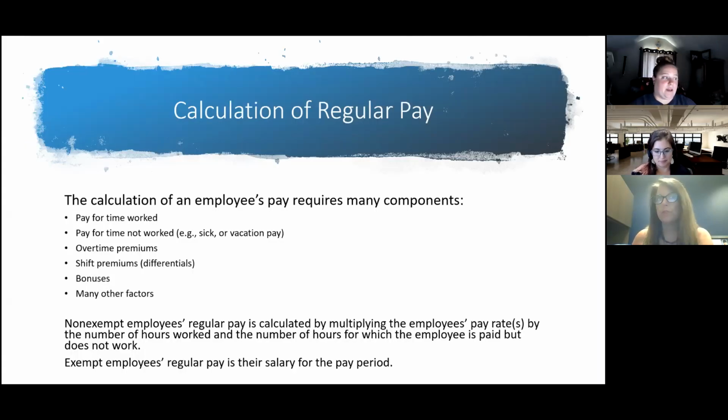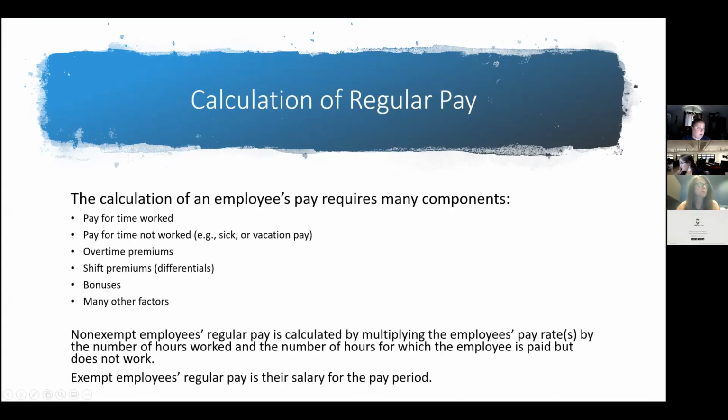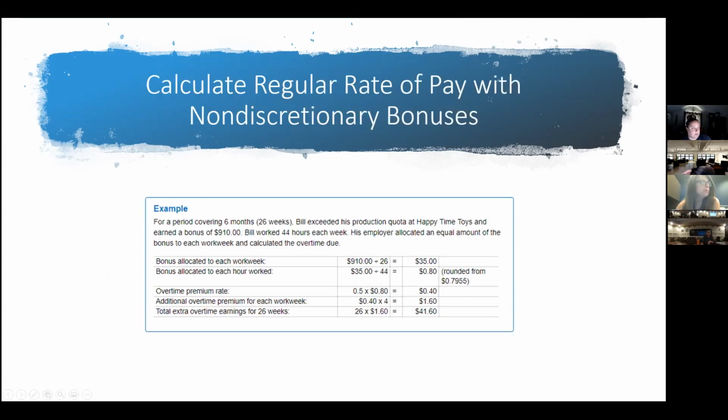All right, so calculation of regular pay, we talked about this a little bit last week when we were talking about just the introduction to payroll. But the calculation for an employee's pay requires many components: pay for time worked, pay for time not worked, overtime premiums, shift differentials or shift premiums, bonuses, and then of course there can be many other things that come into play here. Non-exempt employees' regular pay is calculated by multiplying the employee's pay rates by the number of hours worked and the number of hours for which the employee is paid but does not work. Exempt employees' regular pay is their salary for the pay period. And we'll do examples.